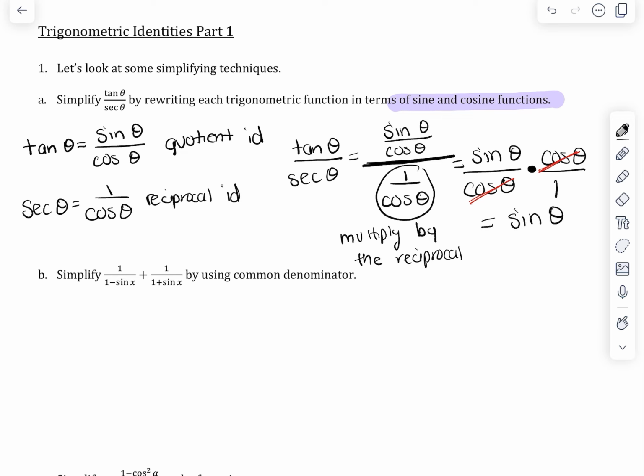So I started off with tangent over secant, but when you simplify it, tangent over secant just ends up being sine. What I did here to do that is use quotient and reciprocal identities of trig, and then I simplified it using algebra. Let's look at some other techniques.